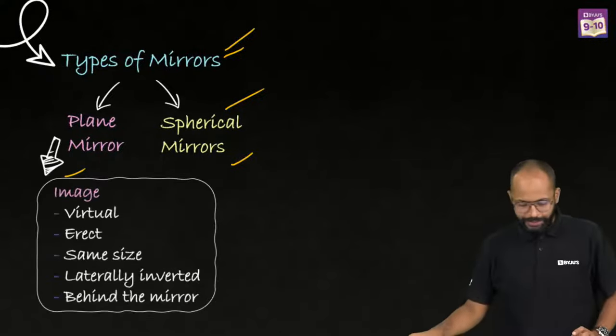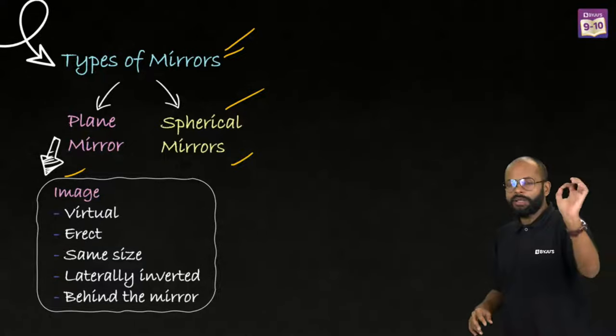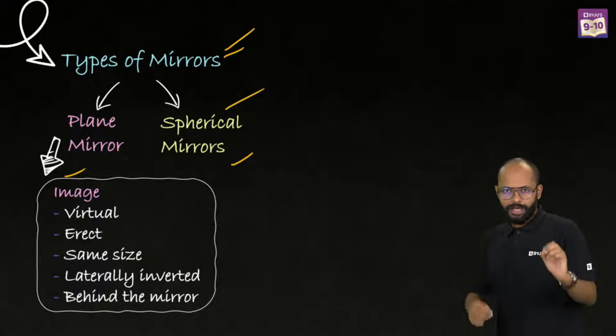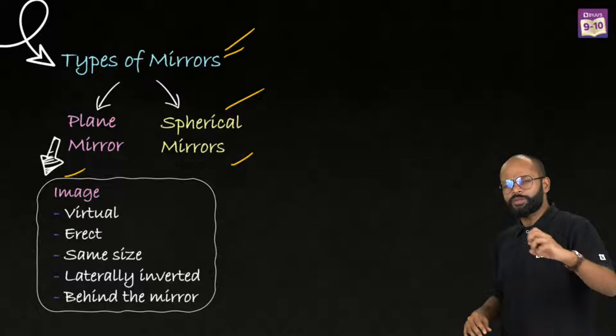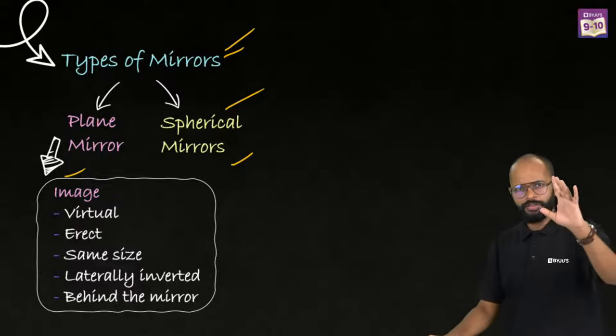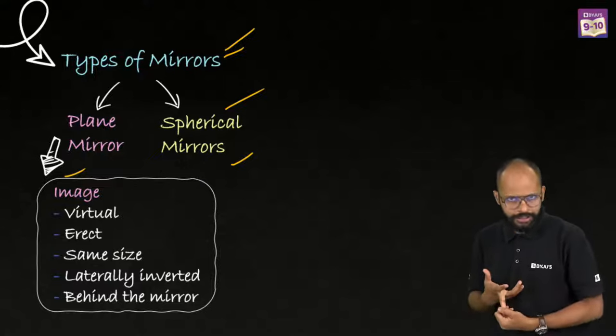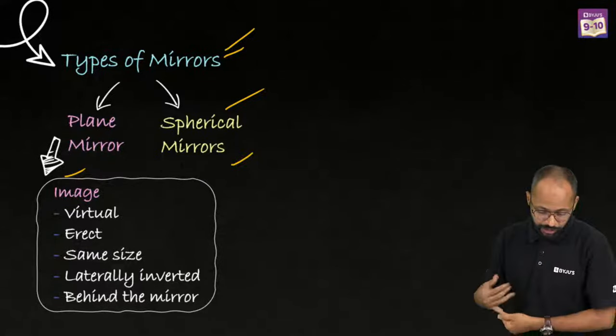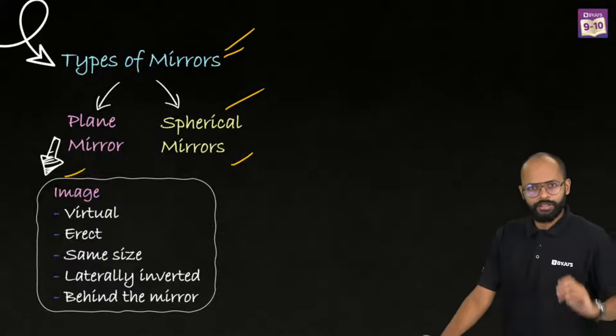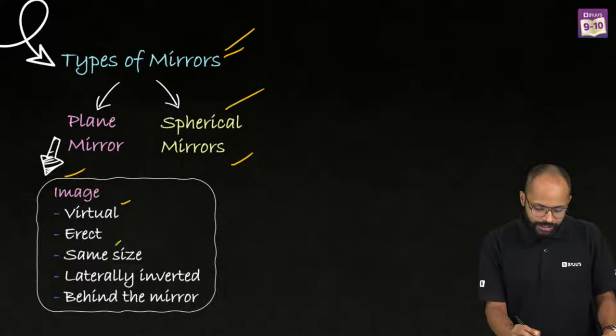About plane mirrors, let me tell you. If you know all these things about plane mirrors, you can solve any question on them. What kind of image does a plane mirror make? Virtual, erect, same size, same distance and laterally inverted. This is what you have to remember.